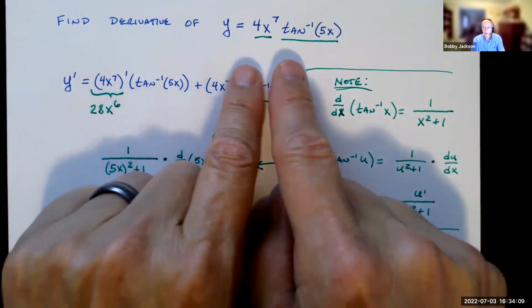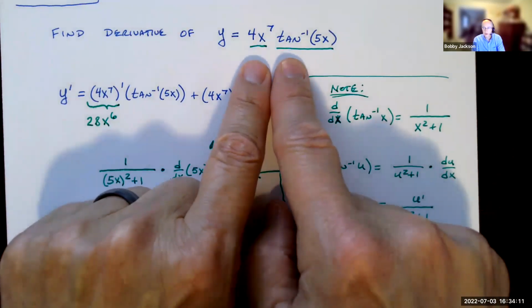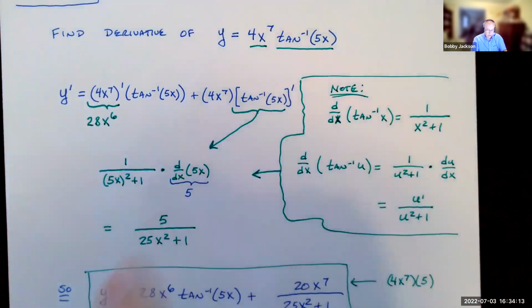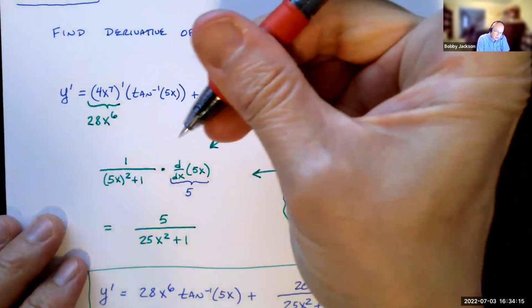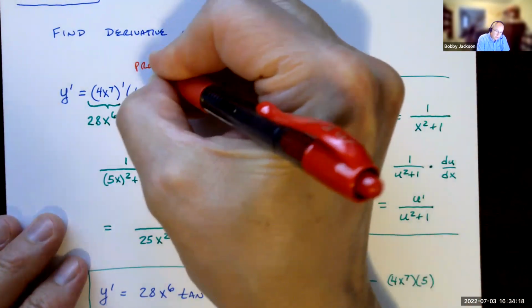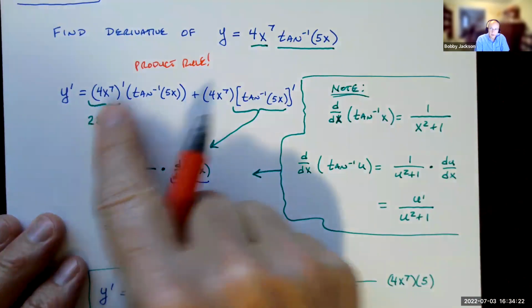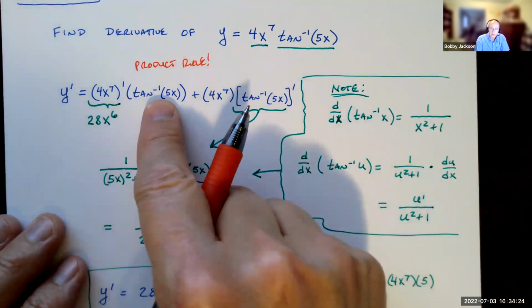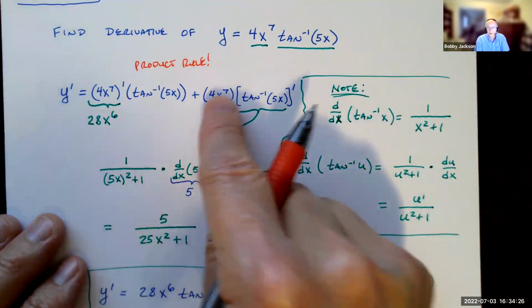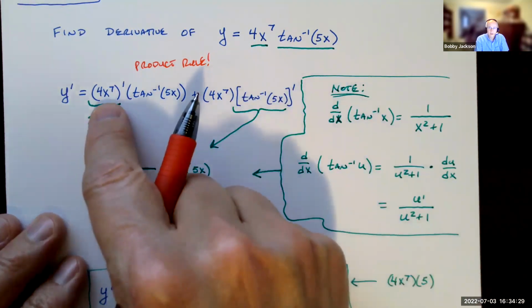First off, before we do that, we have two functions that are multiplied. So again, we have to use what rule? We have to use the product rule. So I take the derivative of the first function times the second plus the first function times the derivative of the second. Derivative of the first is pretty easy, right?